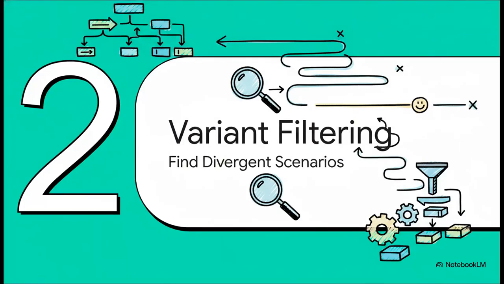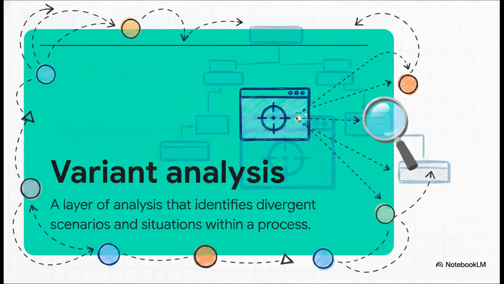Moving right along to Section 2, filtering for divergent variance. Let's define what we're actually looking for here. Think of variance analysis as a highly specialized filter. It's a layer of analysis that specifically helps us identify divergent scenarios and weird situations within a process. Basically, a process variant is a specific, unique path that a single case takes from start to finish. By selecting specific variants in the desktop app, we reveal this highly detailed page that helps us understand exactly where, and I mean exactly where, a process went off the rails. It really lets us focus all our efforts on the specific scenarios that are most relevant to our analytical goals.